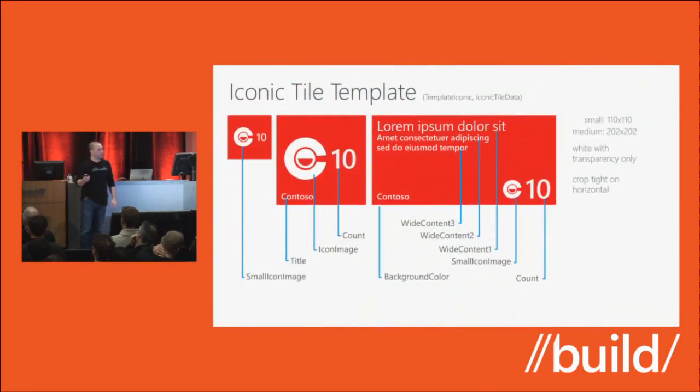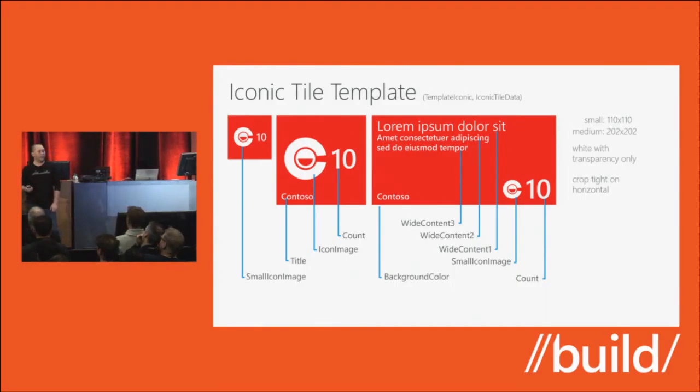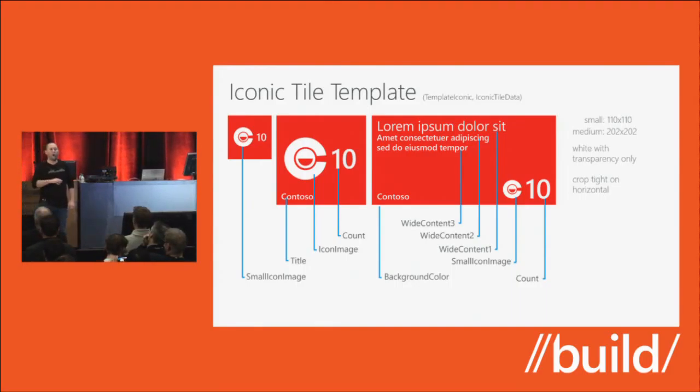And then, this is the template that we got the absolute most requests for. This is the iconic tile template. This is the template that all of the built-in experiences on the phone use for the most part. So think about mail, messaging, the phone itself. We call it template iconic in the manifest, or iconic tile data when you start using the shell tile APIs.